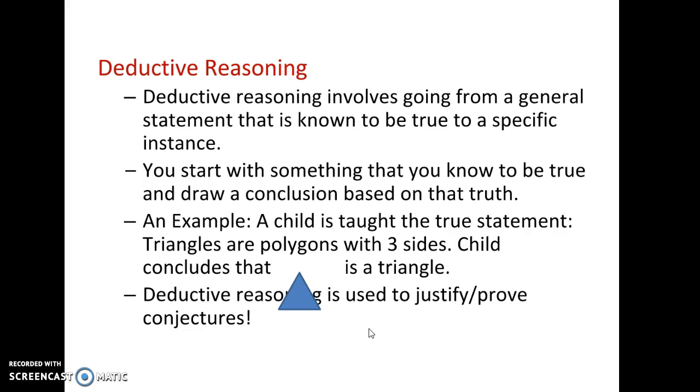So deductive reasoning is used to justify and prove conjectures. This is worth saying over and over again. Inductive reasoning, you make conjectures. Deductive reasoning is used to prove conjectures. So a conjecture, until it's proved, is just that. It's just a conjecture. It's kind of hanging in the air.